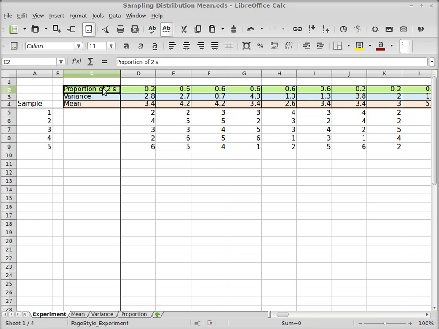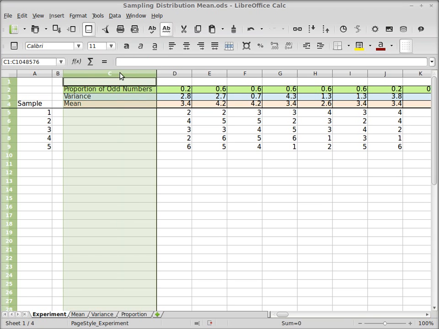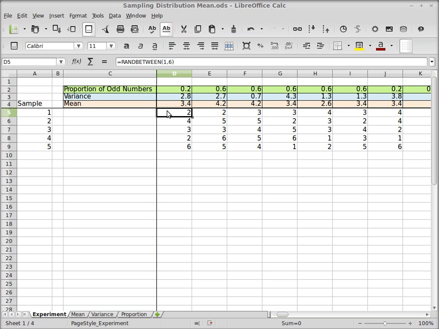And this should actually be the proportion of, I changed this to odd numbers. So we'll look at the proportion of odd numbers. So let's first look at the mean.